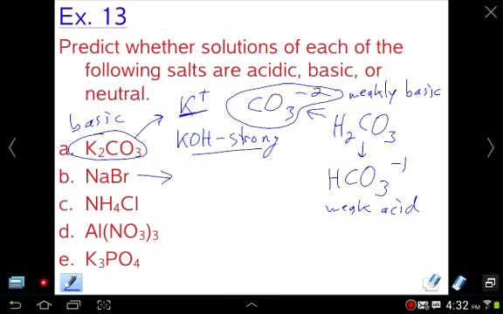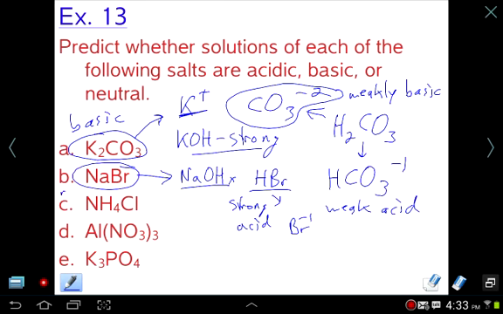NaBr, if we analyze NaBr for the same idea, sodium comes from a strong base, sodium hydroxide, so it does nothing. Now bromine actually comes from HBr, which is also a strong acid, and being a strong acid, it produces an anion, a conjugate base that's negligibly basic. So no change there. This should provide for us a neutral pH. Right, let's keep going.